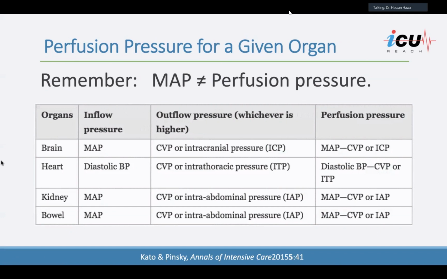Here they also mentioned the heart, with the diastolic blood pressure being the inflow pressure for the coronaries. The perfusion pressure for the coronaries would be the difference between the diastolic blood pressure and the CVP or the intrathoracic pressure, whichever is the higher reading. So keep this in mind. MAP doesn't usually equal the perfusion pressure, and you need to keep in mind the outlet pressure, because that's what dictates whether the organ is being well perfused or not.